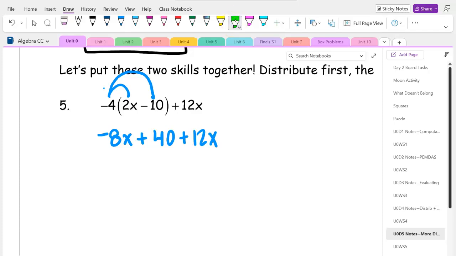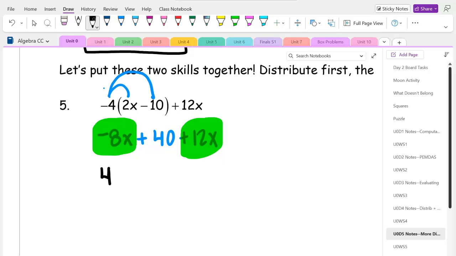We need to look for our like terms. So we have a negative 8x and a plus 12x. Remember, now we are combining, so this is addition. Negative 8 plus 12 is 4. Don't lose your x. And then our 40 just comes down.